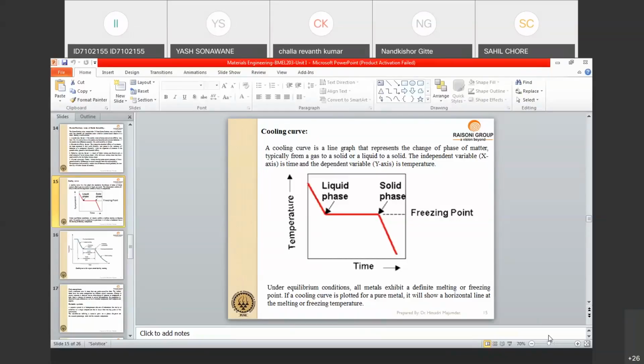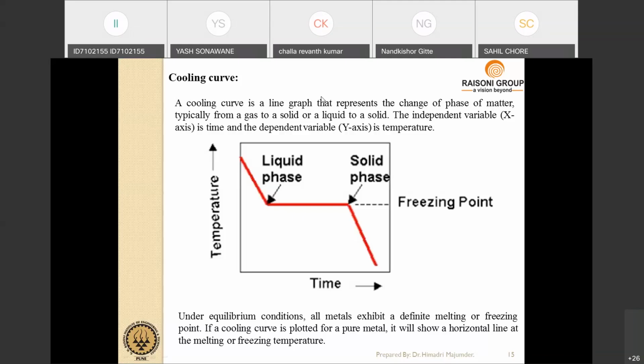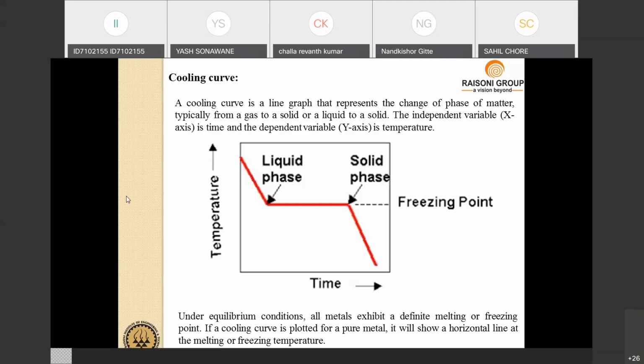Okay, so now we will see what a cooling curve is, and how that cooling curve looks. A cooling curve is a line graph that represents the change of phase of matter, typically from a gas to a solid or a liquid to a solid, where the independent variable, denoted on the x-axis, is time, and the dependent variable, represented on the y-axis, is temperature.